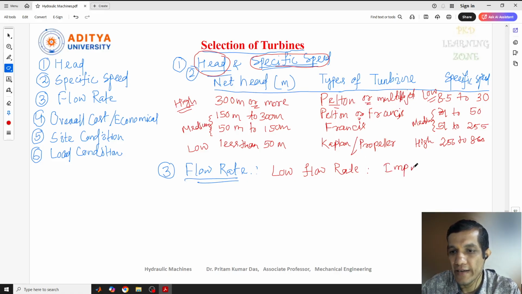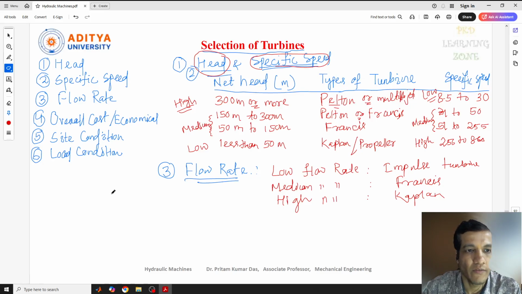Impulse is nothing but the Pelton turbine. Though it is high head but low specific speed, and due to low specific speed it is having low flow rate. Okay, and similarly medium means medium flow rate, then obviously Francis will always come in that. You can easily remember, like Francis is always in the medium range: medium head, medium specific speed, then medium flow rate. Okay, and the high flow rate will come under the Kaplan turbine. Okay, this is all about the flow rate.